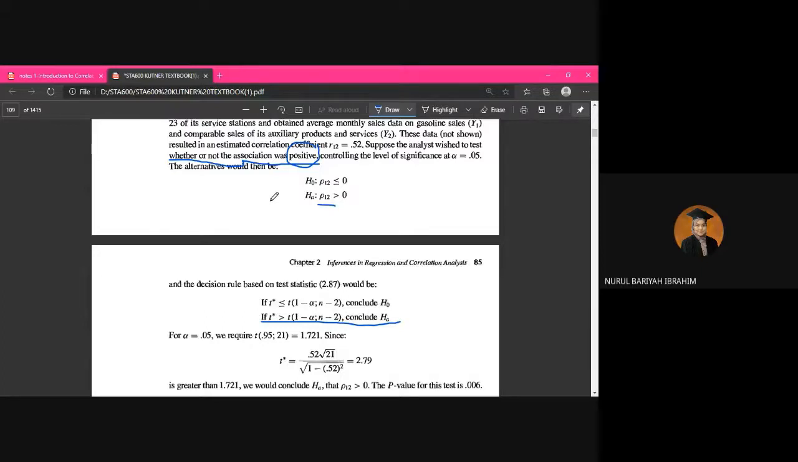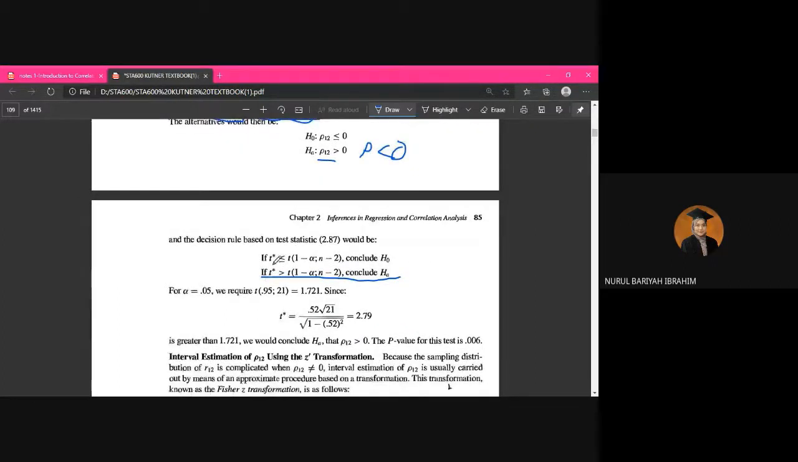You also can check whether your value of R, the correlation between the two variables, is negative. So dia akan bertukar kat sini lah. Less than 0. You punya rho less than 0. Kat atas ni H0 rho more than or equal to 0. The test statistik yang sama, but the decision rule yang berbeza.